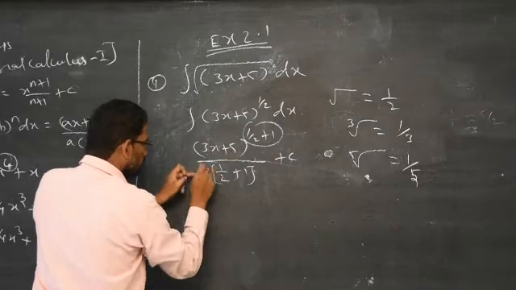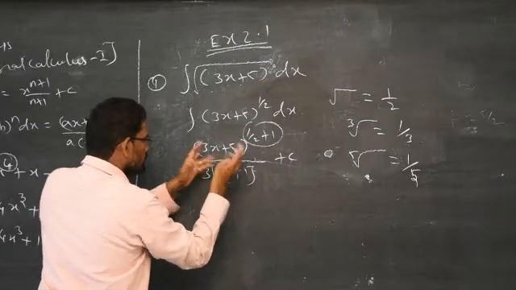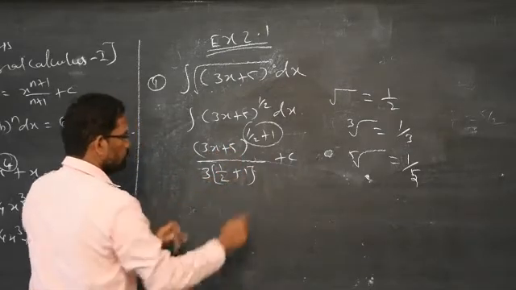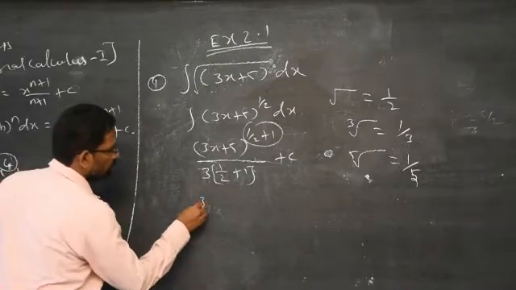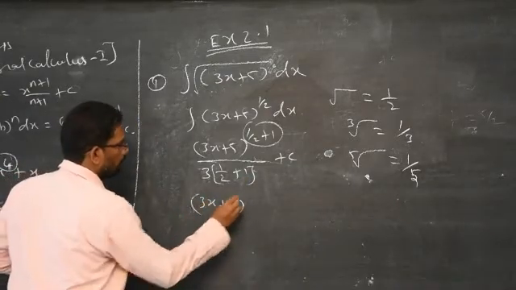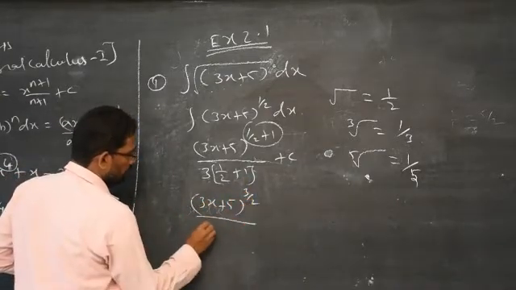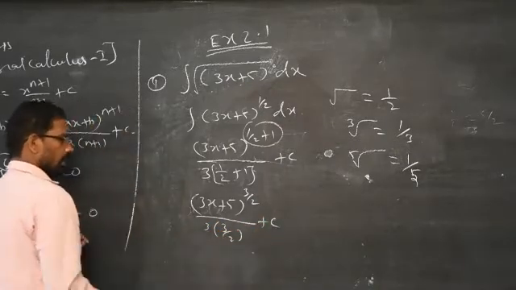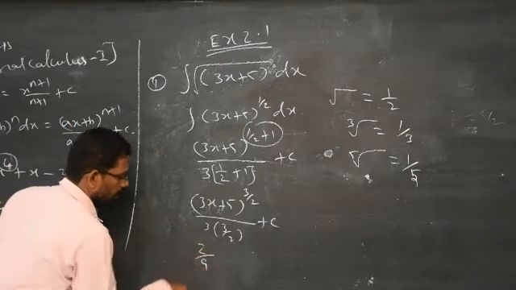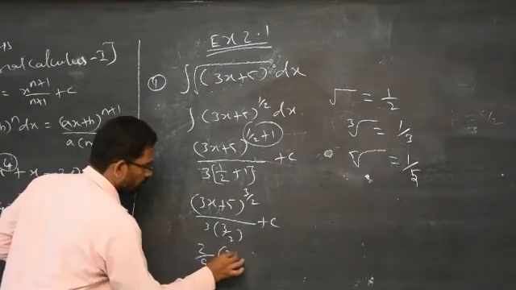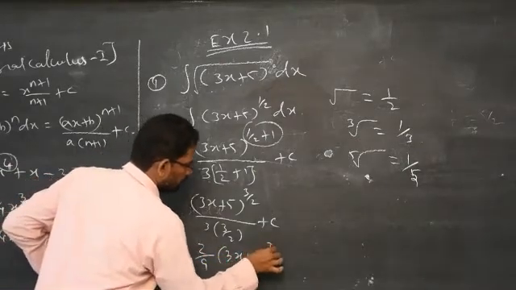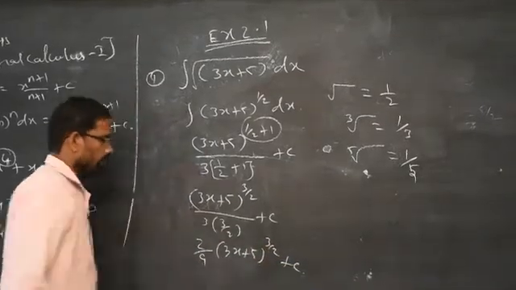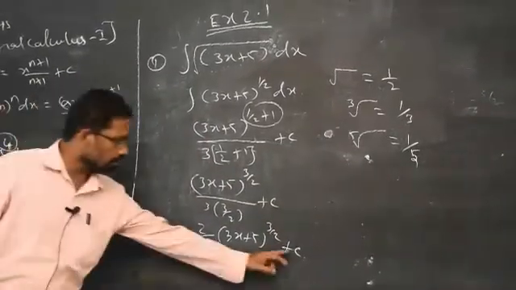Differentiation of 3x is 3, differentiation of constant is 0. So 3 of 1 by 2 plus 1. So (3x plus 5) power 3 by 2, here 3 by 2, plus c. So 3 3s are 9, take reciprocal, get 2 by 9, (3x plus 5) power 3 by 2 plus c. So whenever you integrate, you please add plus c.